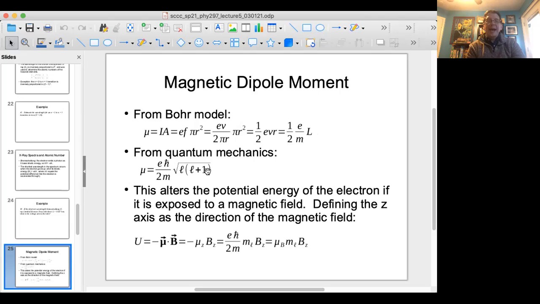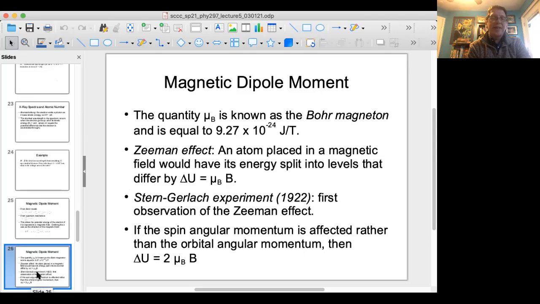So we define the z-axis as the direction of the magnetic field. You get the potential energy is equal to the Bohr magneton times the magnetic quantum number, m sub L, times the z component of the magnetic field. So you expose the electron to a magnetic field, you see different potential energies. So the quantity mu sub B is known as the Bohr magneton. It's equal to 9.27 times 10 to the negative 24 joules per Tesla.